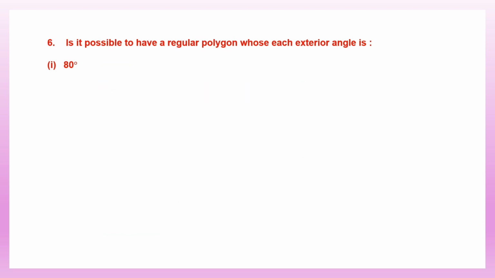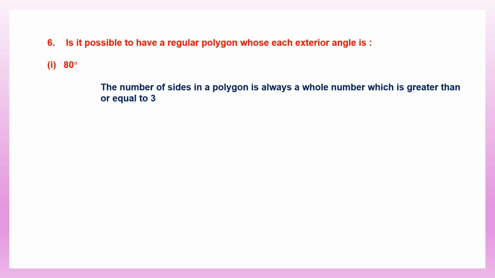Next question: is it possible to have a regular polygon whose each exterior angle, so this time we have been given the exterior angle, is it possible to have a polygon like this? Okay, so again we have to remember these points. The number of sides in a polygon is always a whole number. So if we find the number of sides, we'll be able to understand this.